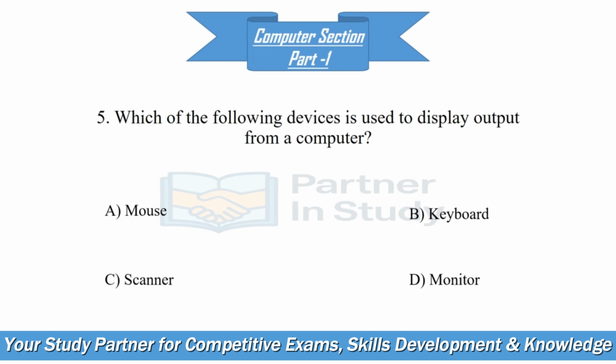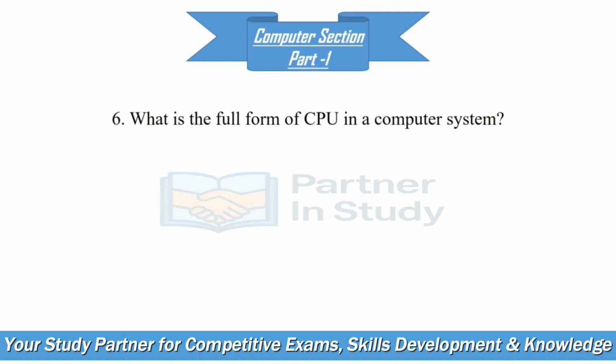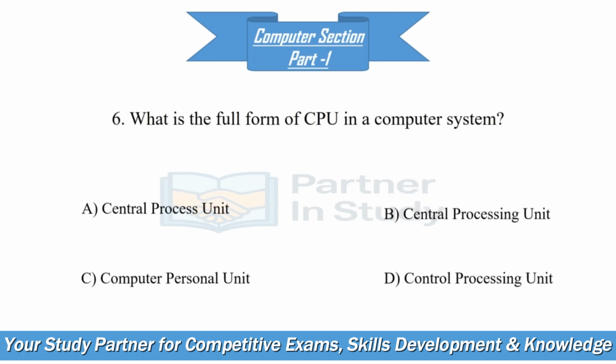Which of the following devices is used to display output from a computer? The right option is option D, monitor. What is the full form of CPU in a computer system? The right option is option B, Central Processing Unit.